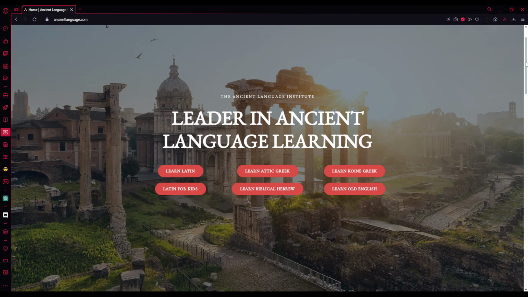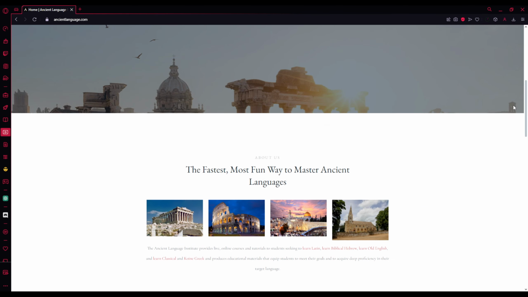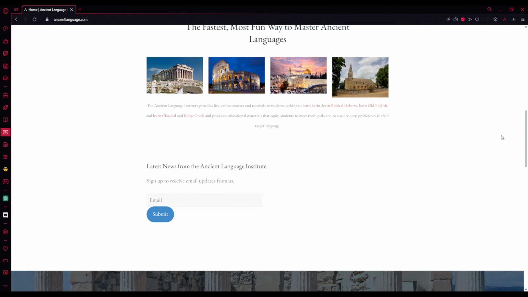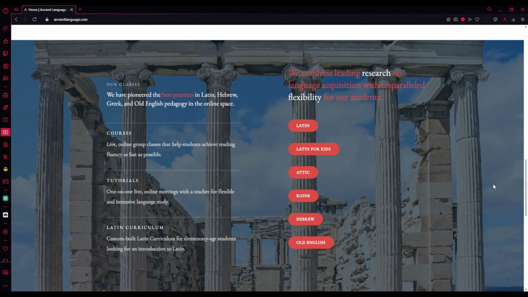With that said, first up, we have the Ancient Language Institute, which is an organization that provides courses on multiple classical languages, including Attic and Koine Greek. Their courses are designed around the basic premises of natural language learning, teaching students how to read, write, speak, and think in the target language. They also provide interactive digital textbooks in their courses to aid in their learning.